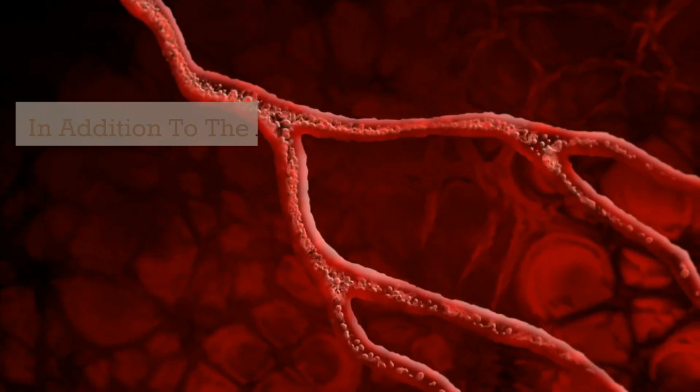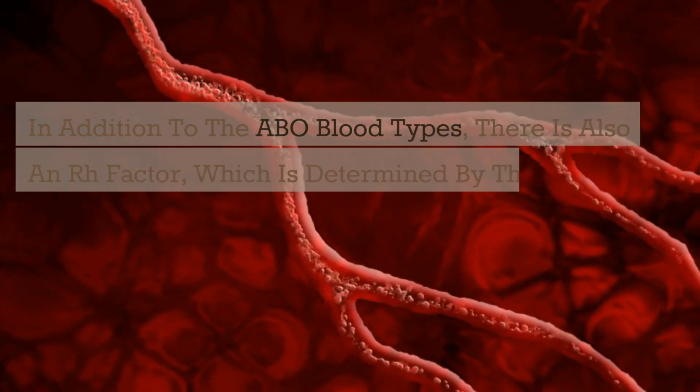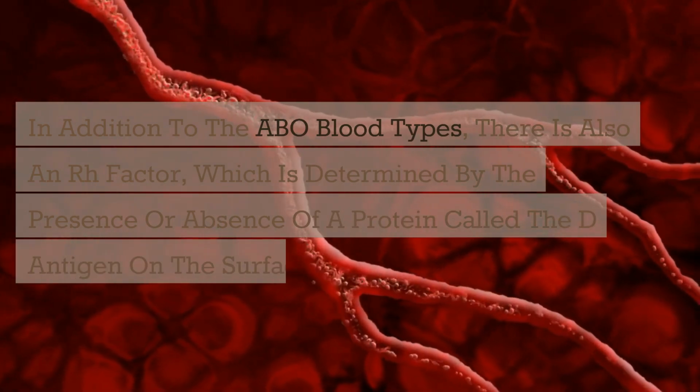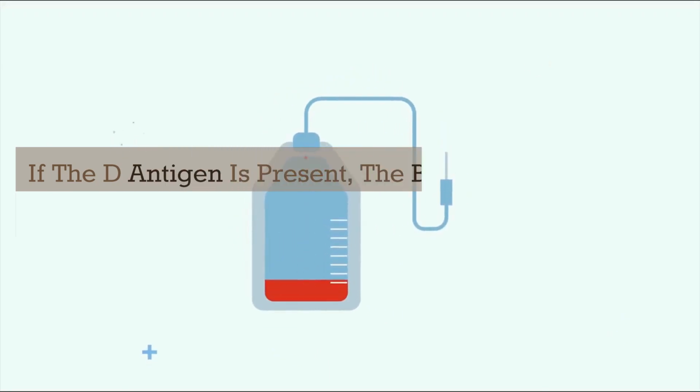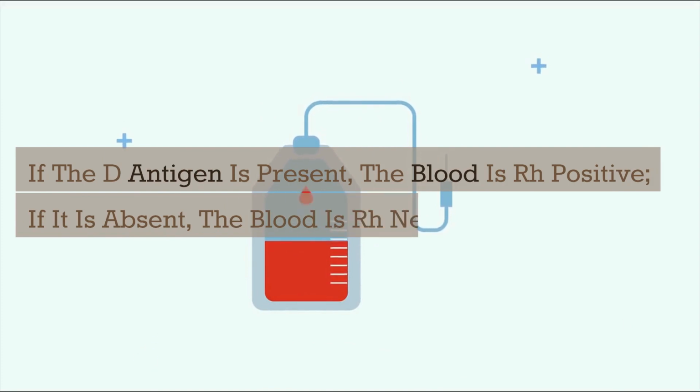In addition to the ABO blood types, there is also an Rh factor, which is determined by the presence or absence of a protein called the D antigen on the surface of red blood cells. If the D antigen is present, the blood is Rh positive. If it is absent, the blood is Rh negative.